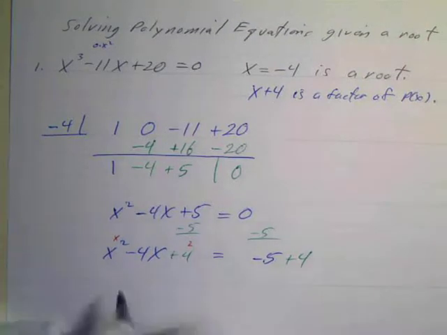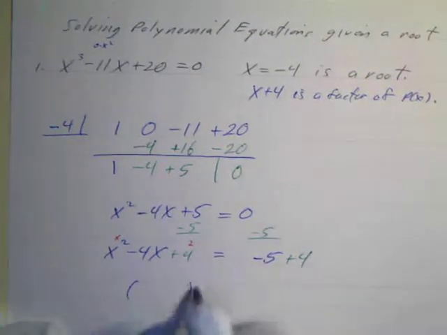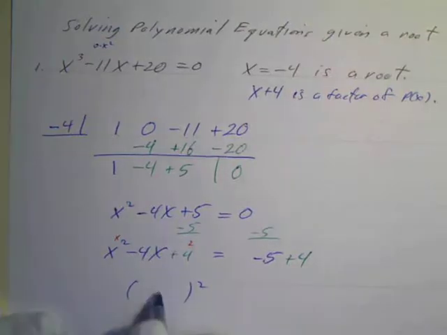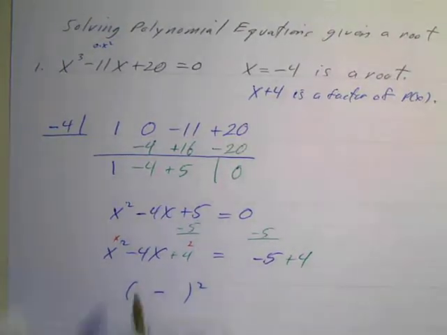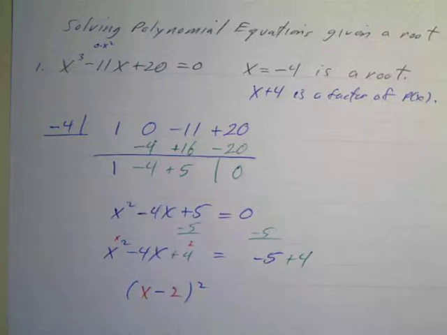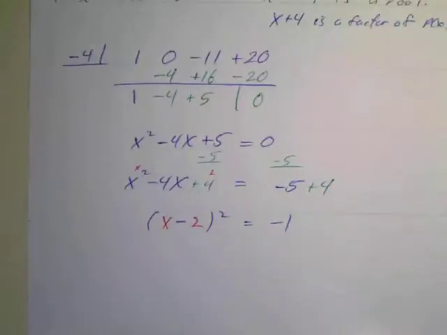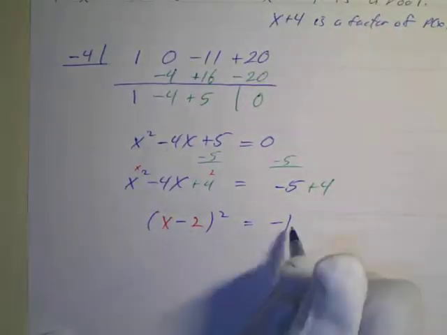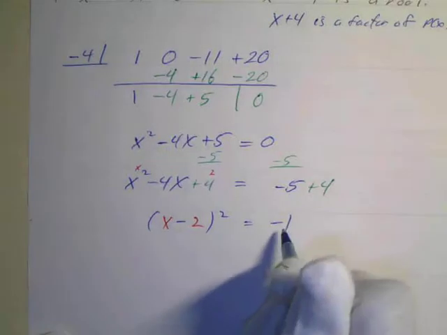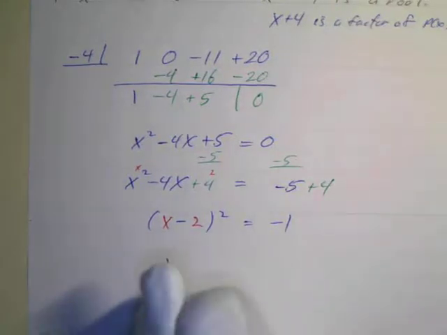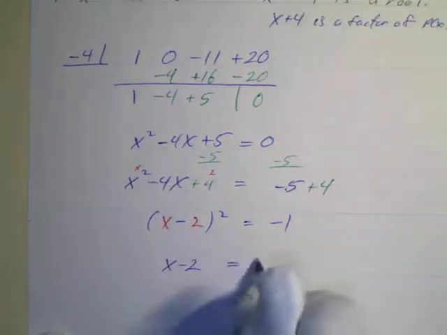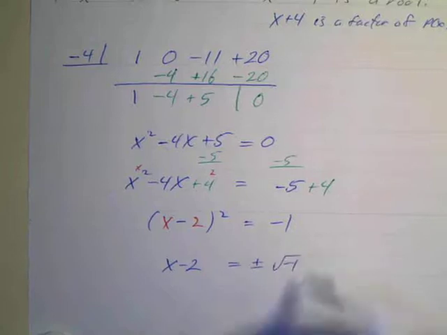And now this factors as a binomial squared, and this is going to be my sign. And I'm going to have an x and a 2. X minus 2 squared. And that's going to equal negative 1. Then I use my square root rule, so I know if something squared equals a number, then that something equals plus or minus the square root of that number. So I know that x minus 2 will equal plus or minus the square root of negative 1.